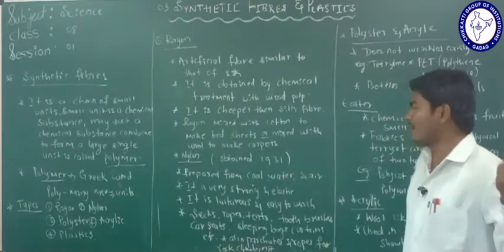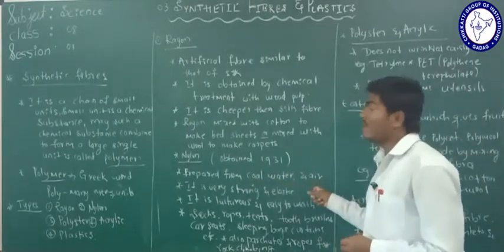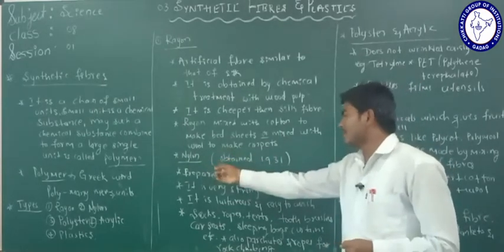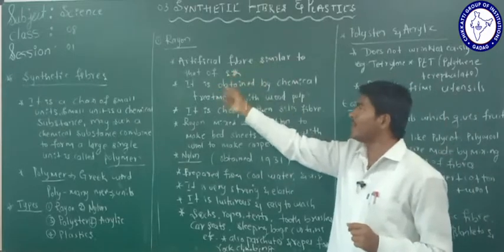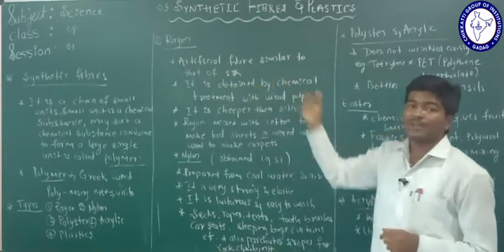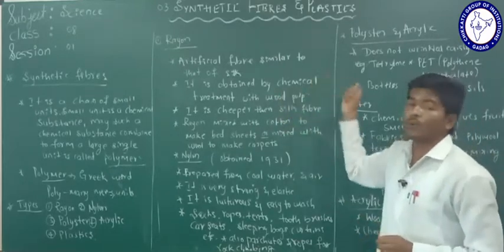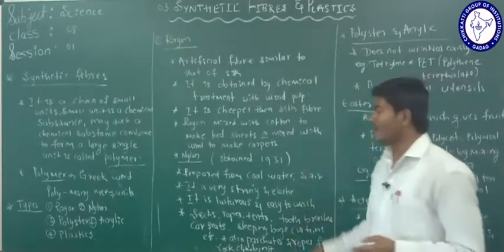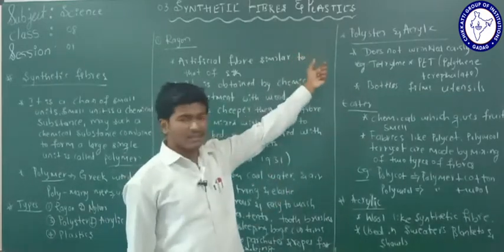Nylon is prepared by using coal, water and air. You have to remember here, nylon is prepared from coal, water and air, but rayon is obtained from which material? It is obtained by chemical treatment of wood pulp. Have you got understood?